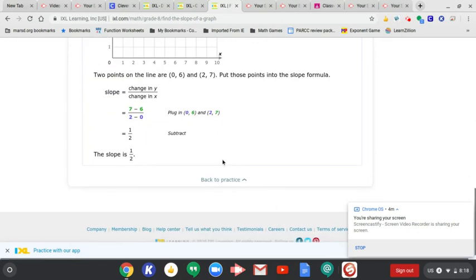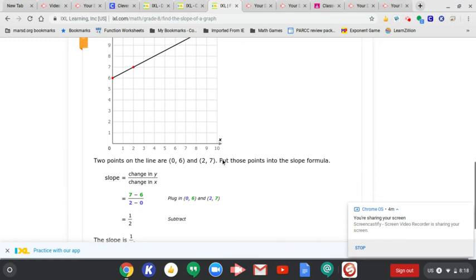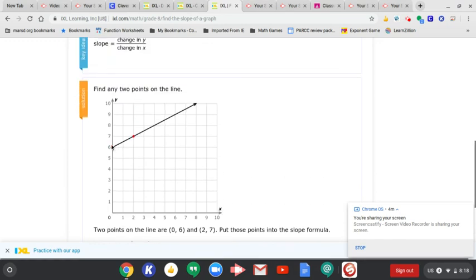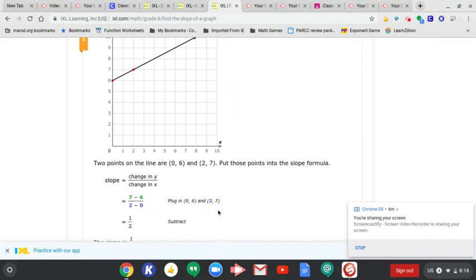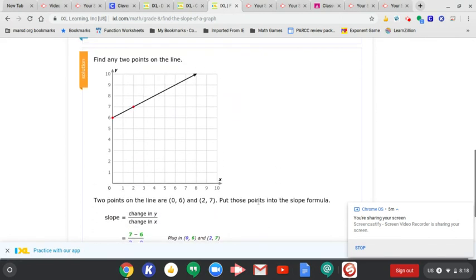Let's make sure we're right. So it is 1/2. So remember, you're just going to find slope today using either method, either rise over run or the slope formula. It's up to you. You can use both ways to double check.